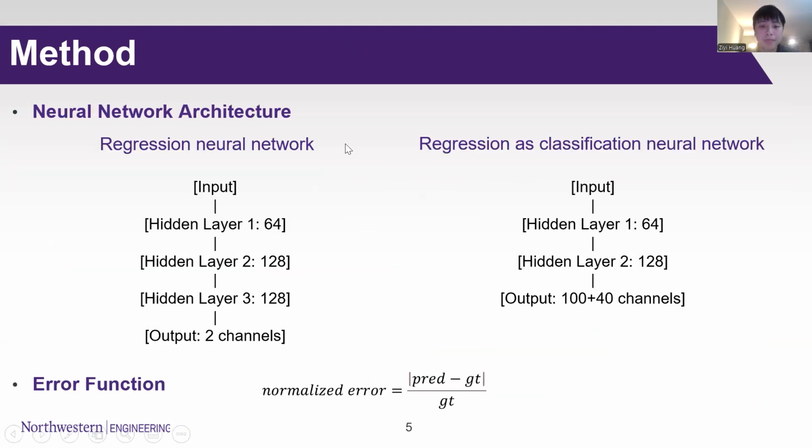So we compared two neural networks for parameter estimation. Here are their neural network architectures. The regression neural network, which we treat as a regression network, is a 4-layer network, and the regression as classification neural network, which we treat as a classifier, is a 3-layer network, and the output here is 100 plus 40 channels because we treat the ATT values as a discretized label for classification. The error function here is a normalized error.